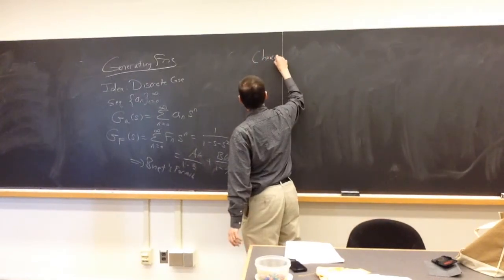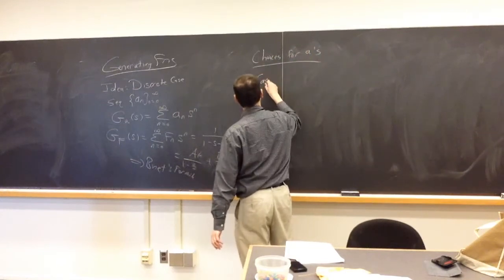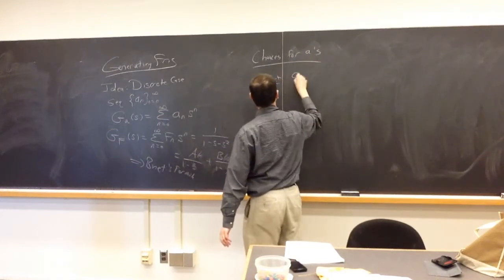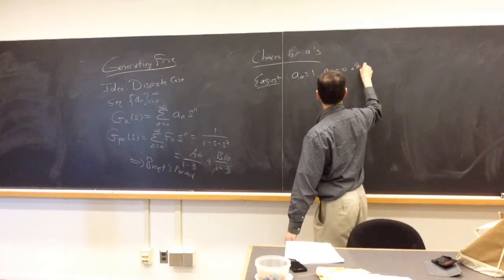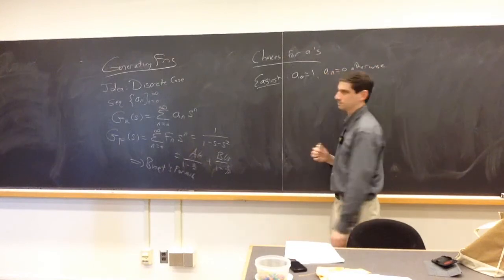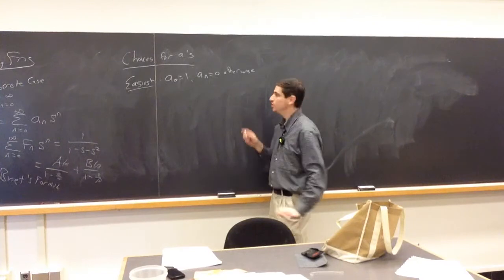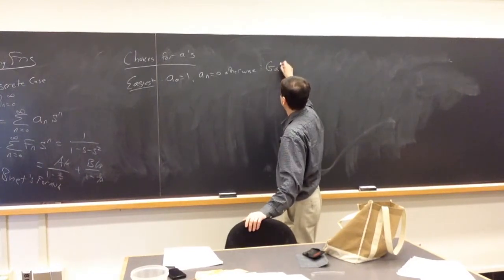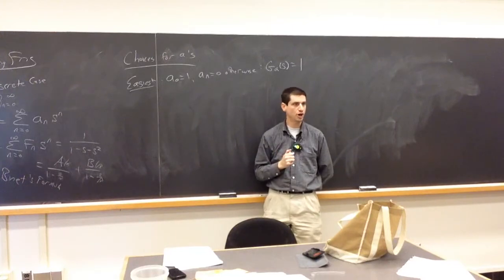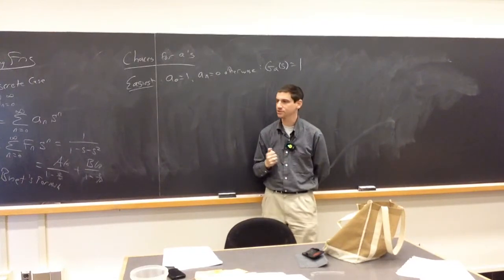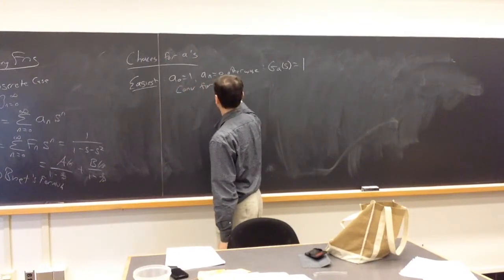So choices for the A's. Probably the easiest is A0 equals 1, A_n equals 0 otherwise. You can't get much easier than this. There's only one term. So in this case, we get G_A(s) is just 1. Right, not a big deal. This converges for all values of s.